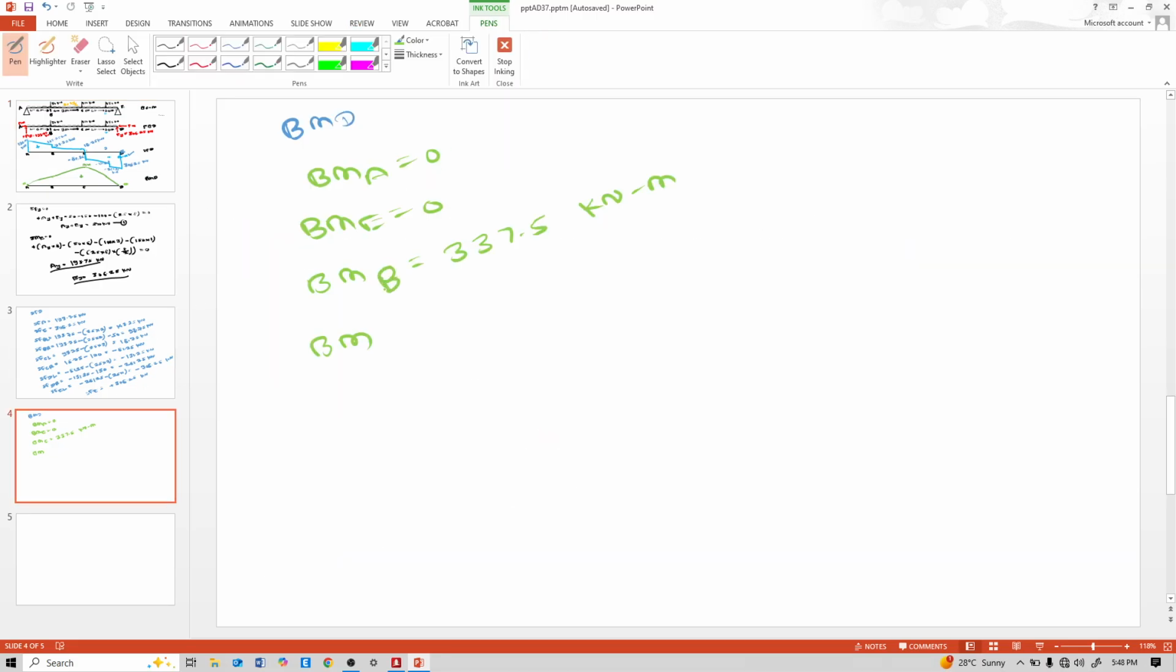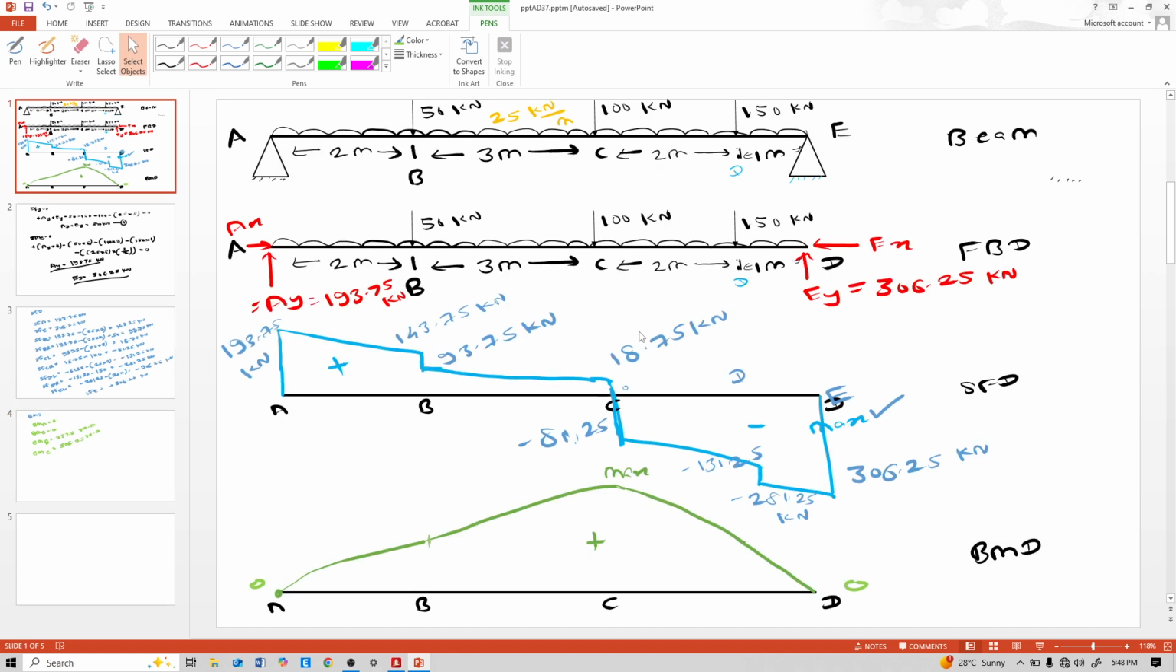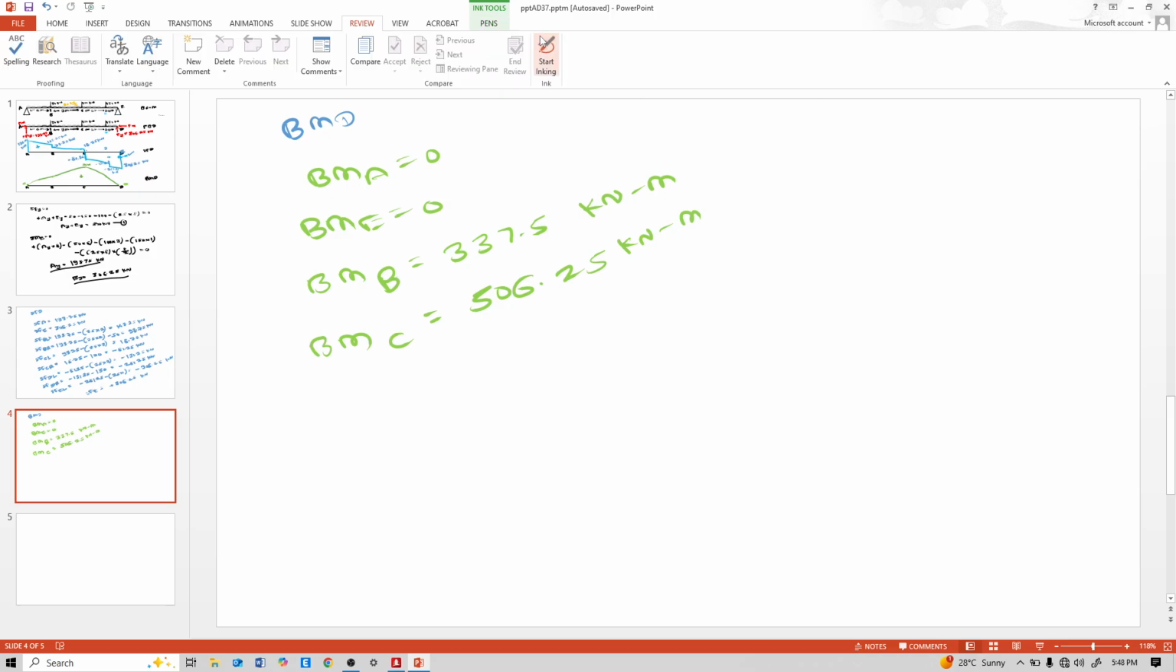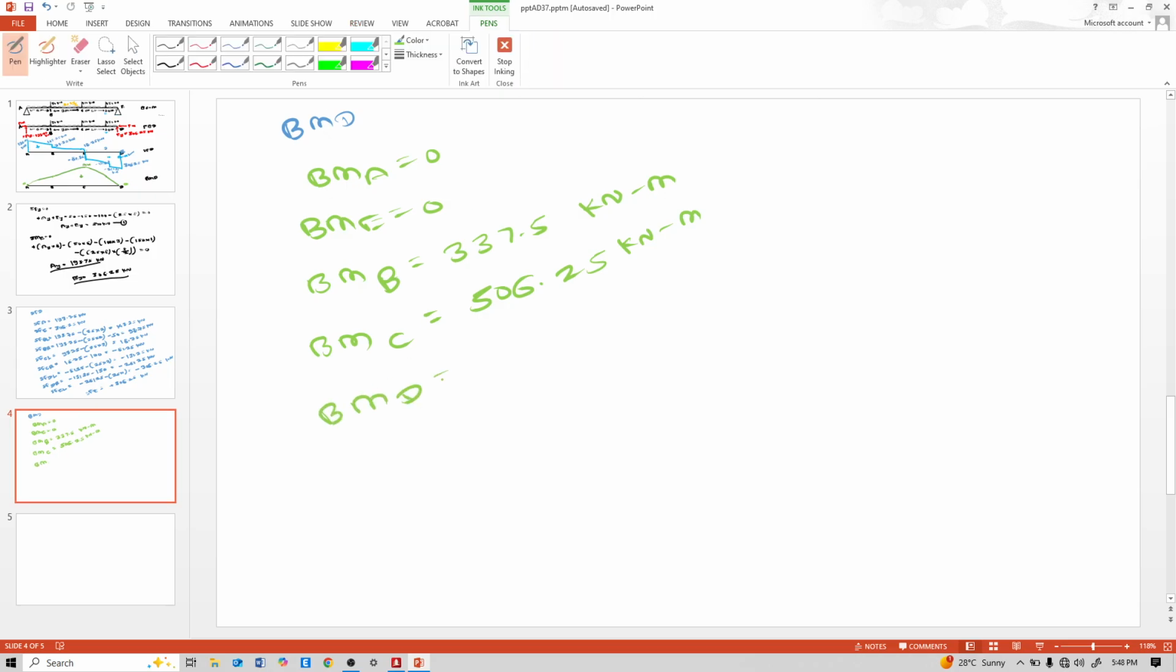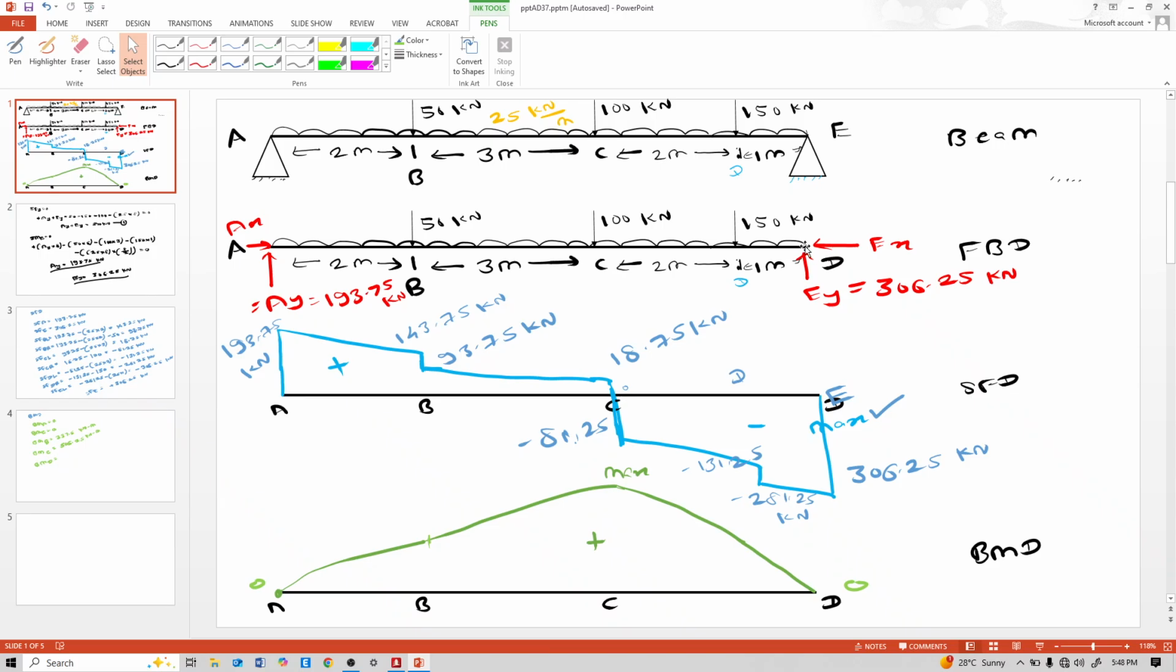This is B, and C it is 506.25 kilonewton meter. And at point C it is maximum. Bending moment at D is equal to, take bending moment at D from right hand side. When we take bending moment from right hand side, whatever value the bending moment comes, if it is coming 200 positive, then convert it into negative. If it is negative, then convert it into positive, because we take bending moment from right hand side.